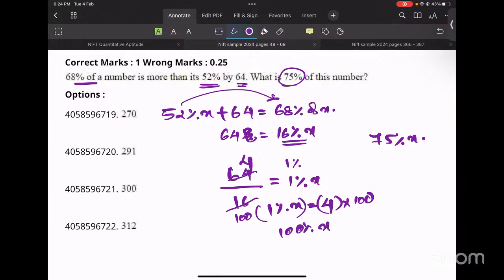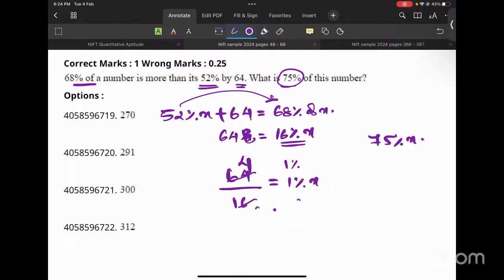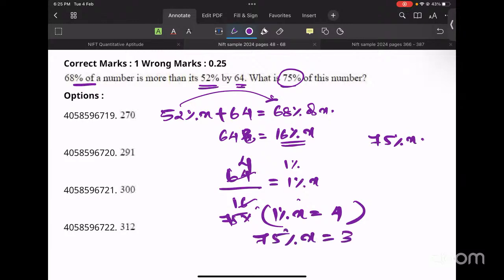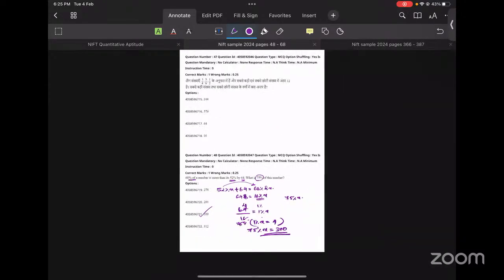Okay, so 100%, just a second. We are looking for 75% only. So we can directly multiply with the 75. 300 will be the answer. So 1% of x equals 4. So just multiply with the 75 only. So you will be getting 75% of x, that is equal to 300.